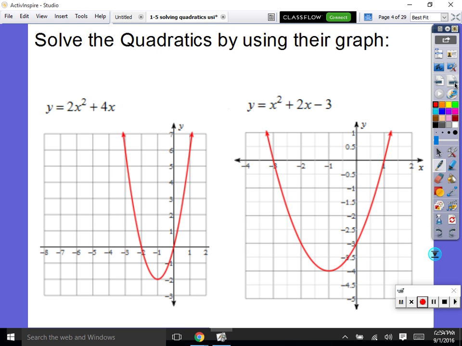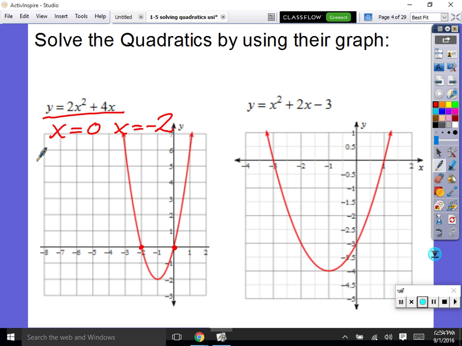Okay. So solving these by graphing. If we were to graph this in our graphing calculator, it'd look like this. Where is it crossing at? 0 and? So our solutions are x is equal to 0 and x is equal to -2. Now one more thing, quadratics always have 2 solutions. Do you see how it's crossing twice?